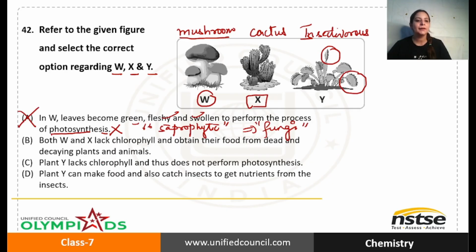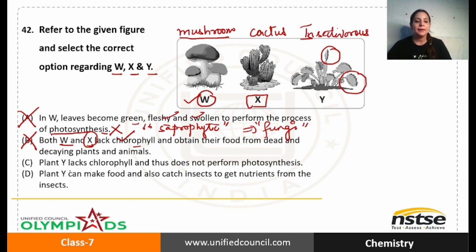Option B says both W and X lack chlorophyll and obtain their food from dead and decaying plants and animals. Now if we talk about W, it may be true for W, but for X it is false, because we know that cactus is green in color, and anything which is green in color has chlorophyll in it and it can photosynthesize also. So it is not correct for X. So we can say that statement B is incorrect.